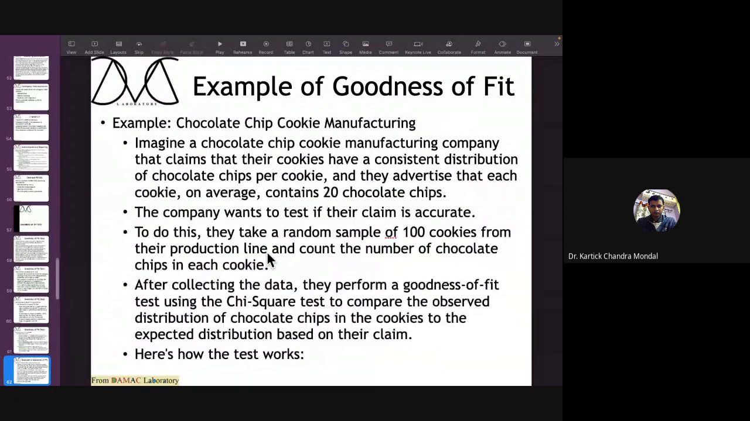So what you can do is randomly choose 100 cookies from different packets and then collect the number of chocolate chips in those cookies. After collecting the data, you perform a goodness of fit test using the chi-square test to compare the observed distribution of chocolate chips in the cookies to the expected distribution based on their claim.